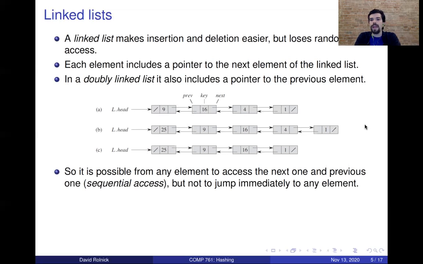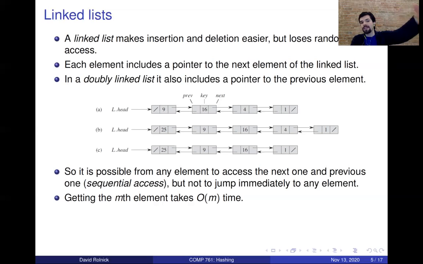It's possible to get from any element to the next element and the previous one. That's called sequential access, but not to jump immediately to any element. So you don't have random access, you have sequential access. And so getting to the mth element could take O of m time, because you have to take all these m steps.